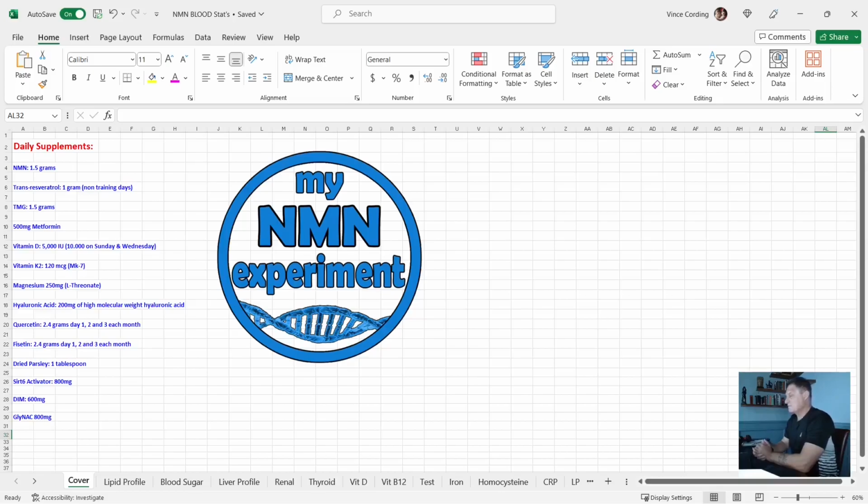Magnesium, 250 milligrams of the L3-8 version. Hyaluronic acid, 200 milligrams of the high molecular weight hyaluronic acid. Quercetin, 2.4 grams a day, and that's on the first, second, and third of each month. Fisetin, 2.4 grams a day on the first, second, and third of each month. That's a big hit dose as opposed to the daily maintenance dose.